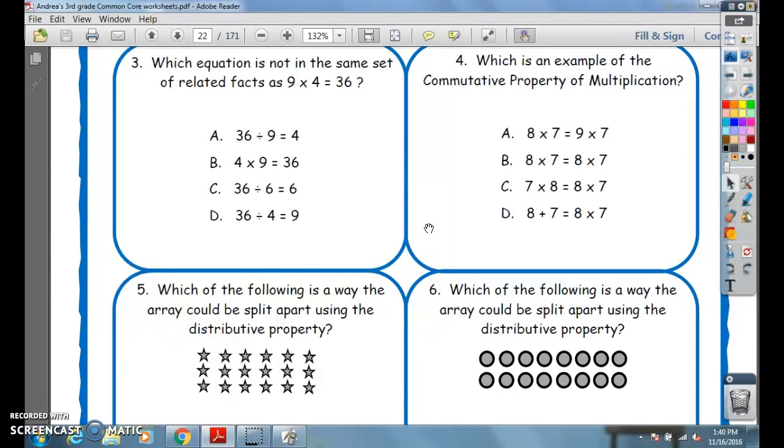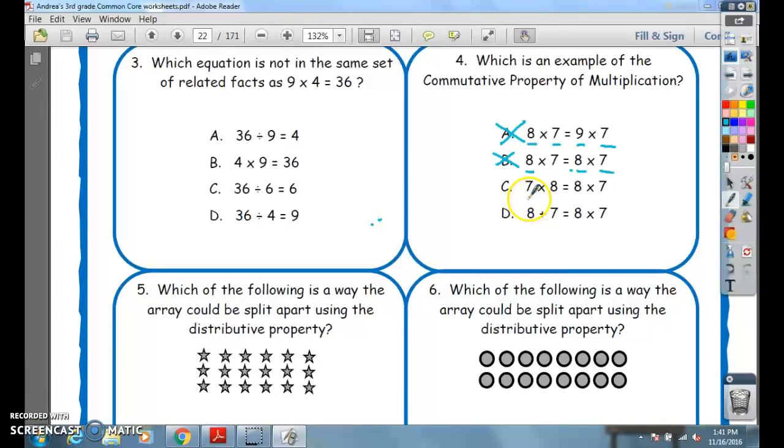We know that A times B equals B times A. So I'm looking at these, and we know commutative property, you have to have the same numbers. This has an 8 times 7. Over here is 9 times 7. They are not the same numbers, so I know A is not the answer. 8 times 7 equals 8 times 7. Well, yes, that's true, but they didn't flip-flop the numbers. So that is not the answer.